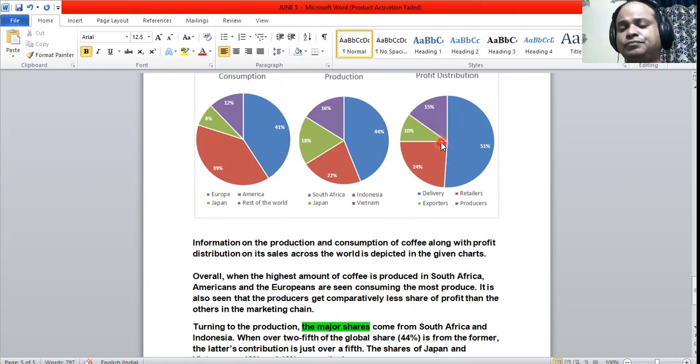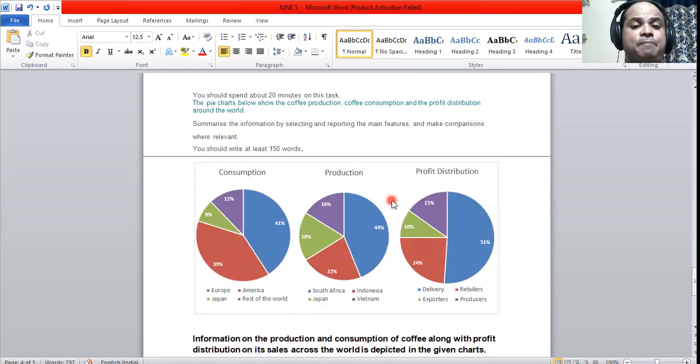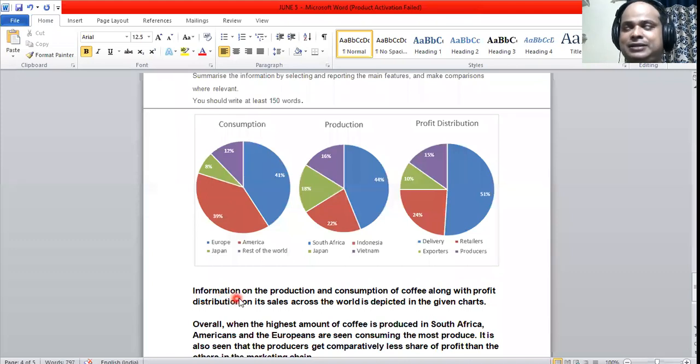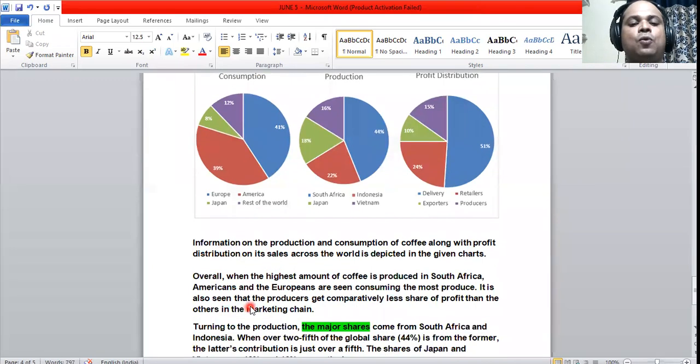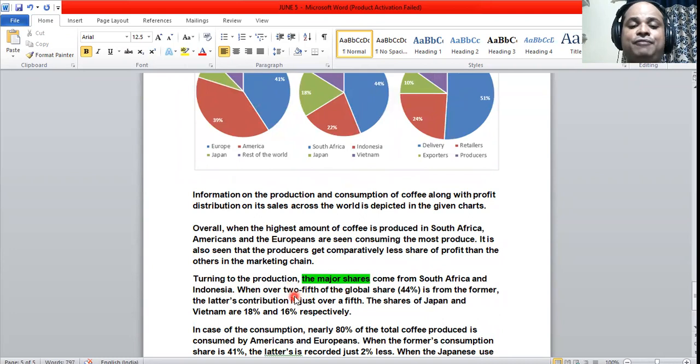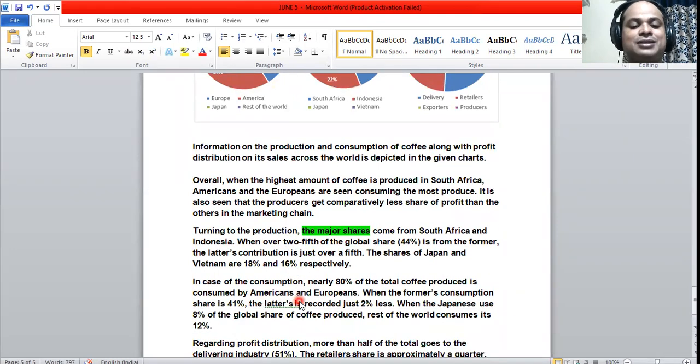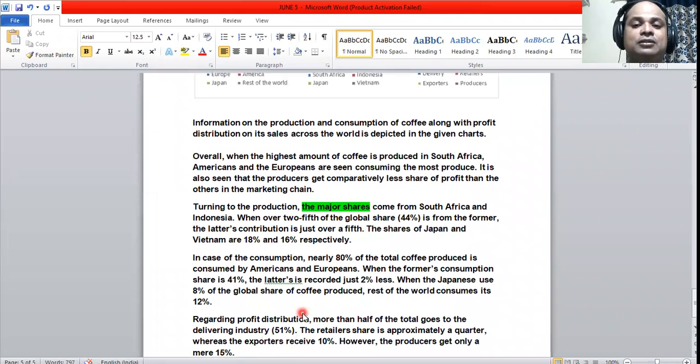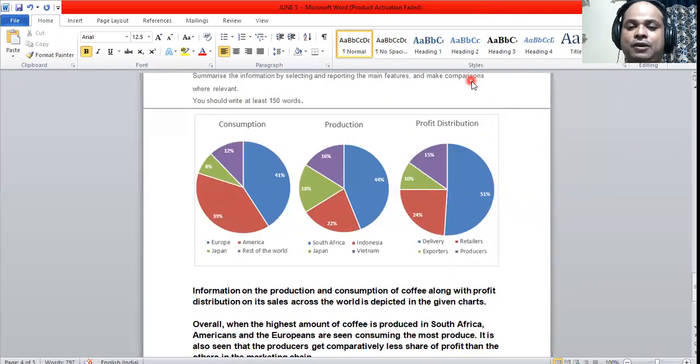So this is what we have seen in this particular pie chart from the beginning till the end. It's a very systematic presentation of the introduction. What is the picture? What is it about? What is the highlight of the picture? The highlight is the production, consumption, and profit distribution summarized here in the overview. Regarding the production in the first paragraph, regarding the consumption in the second paragraph, regarding the distribution in the third paragraph. I hope everyone has understood what I have said here. Thank you.